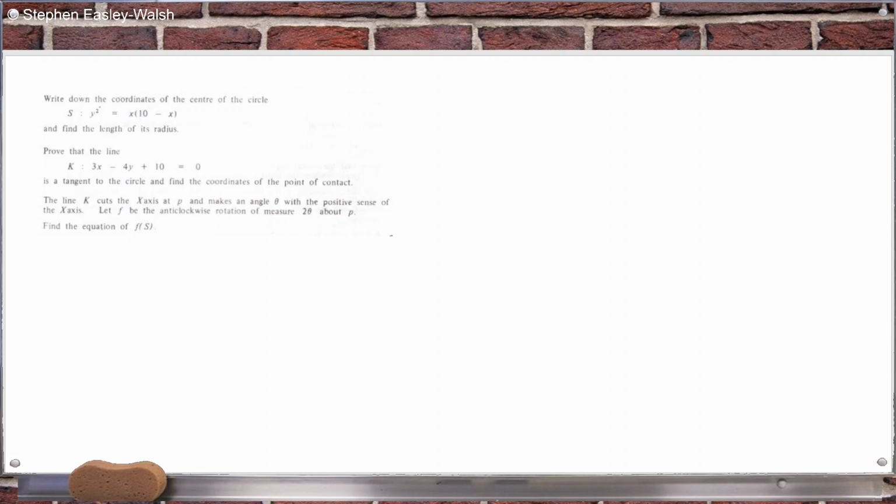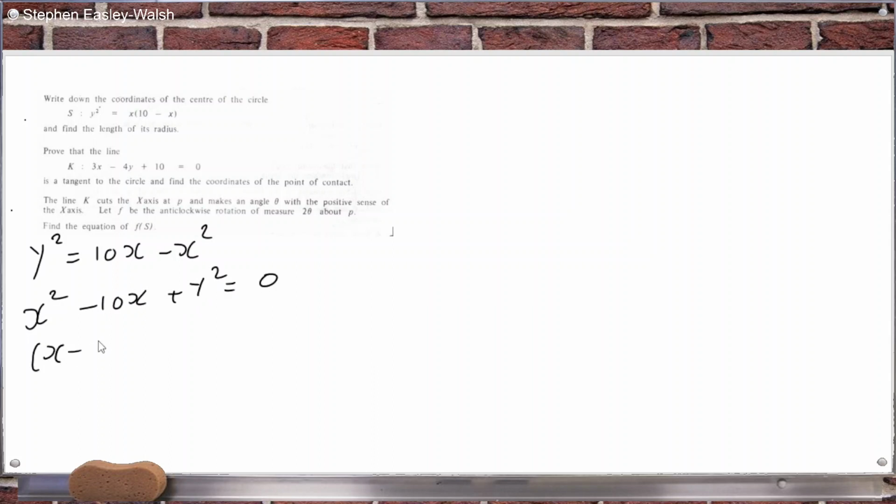Okay, let's have a look at this question here. So we have to write down the coordinates of the center of the circle. Okay, that looks okay. We'll just expand this here. So we have y squared equals 10x minus x squared. So we'll get x squared minus 10x plus y squared equals 0.